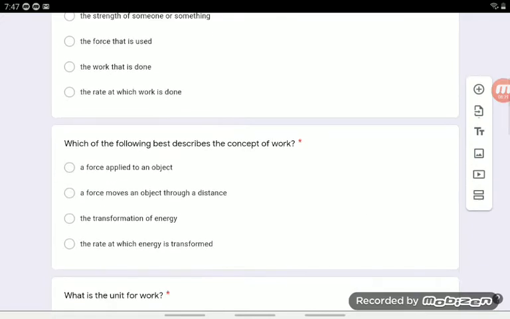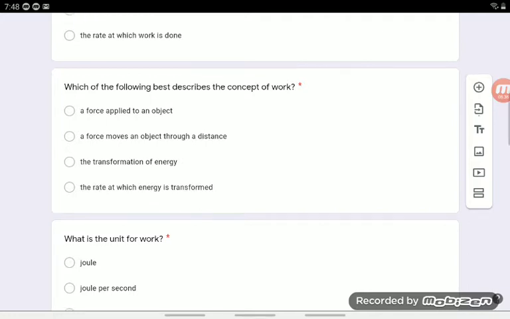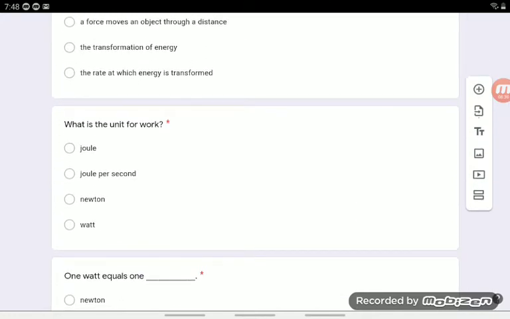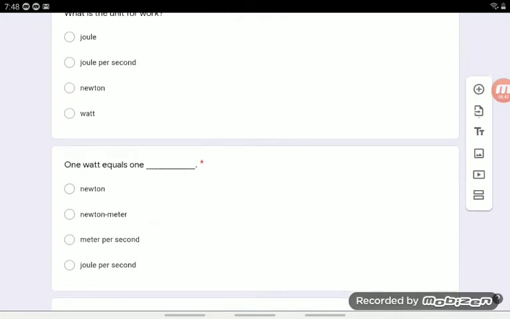All right, and then next one says, which of the following best describes the concept of work? All right, so work is a force moving an object through a distance. Remember, work is equal to force times distance. What is the unit of work? We know it's the joule. The same for the unit of energy. 1 watt equals 1 joule per second.